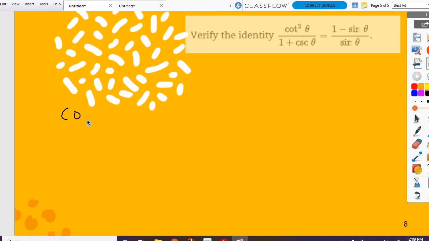So we have cotangent squared of theta divided by 1 plus cosecant of theta. So again, remember that because I have a binomial in my denominator, I can't separate these out yet. However, we have a squared in our numerator. So what is that usually telling me I'm trying to do? Using my Pythagorean identity, what does cotangent squared equal? Cosecant squared minus 1.